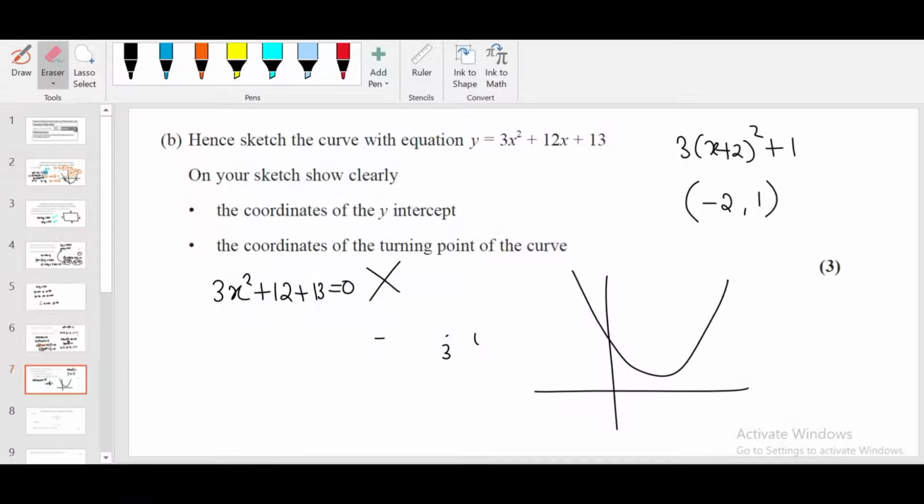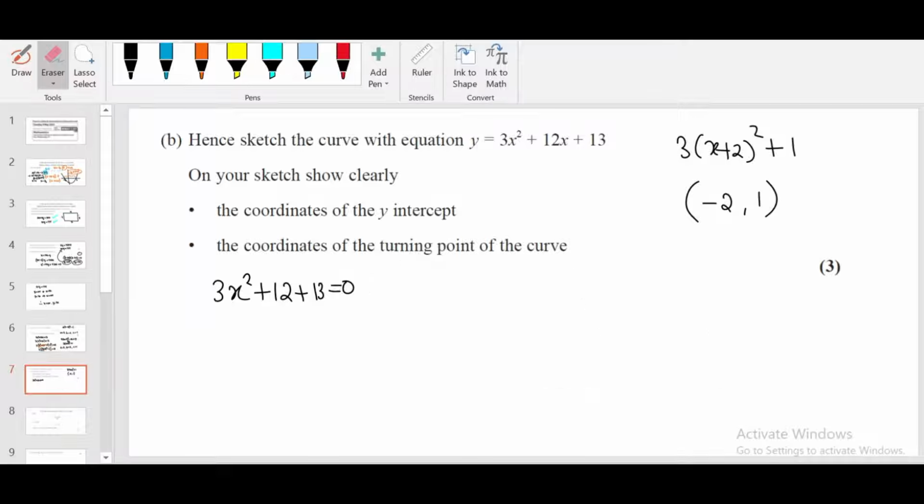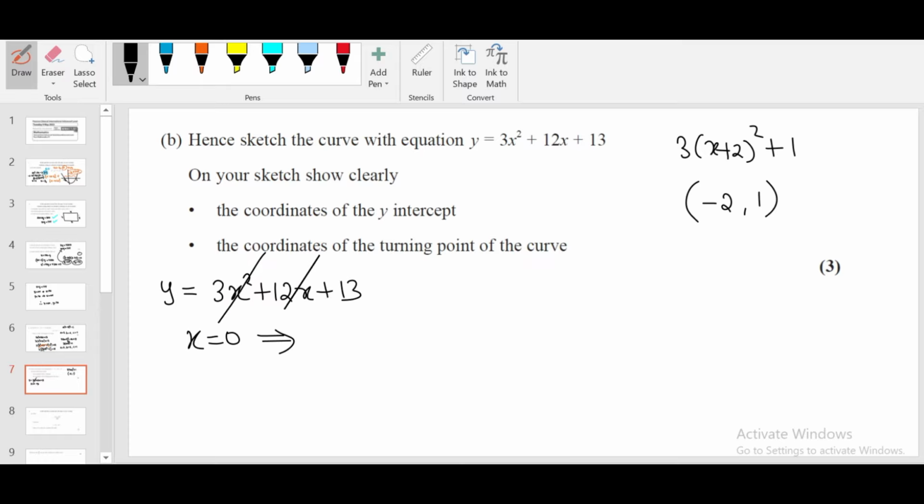Okay, so no x-intercept. And then if you replace x by 0 to find the y-intercept, this is 12x plus 13. This becomes 0, this becomes 0, y is 13. So the y-intercept is (0, 13). That's all we need. We can sketch the graph already.